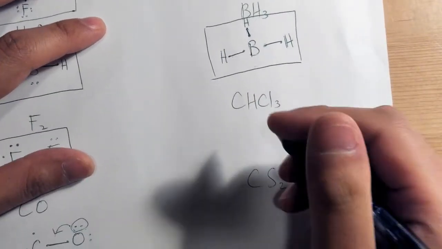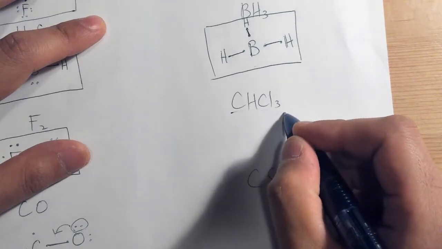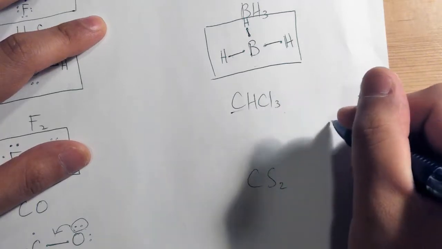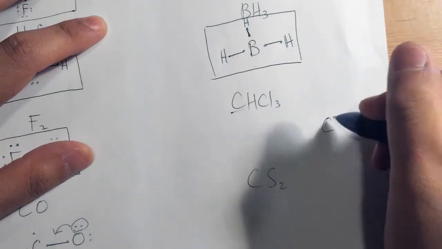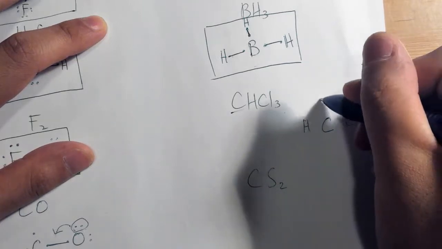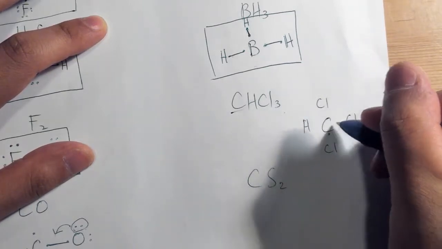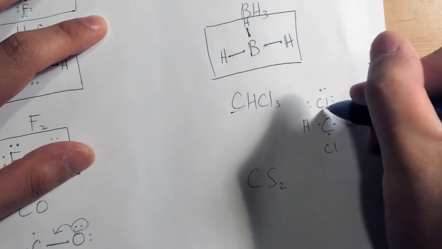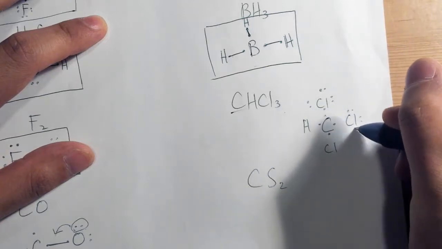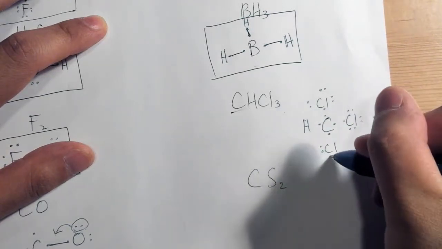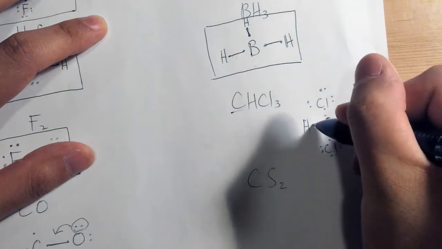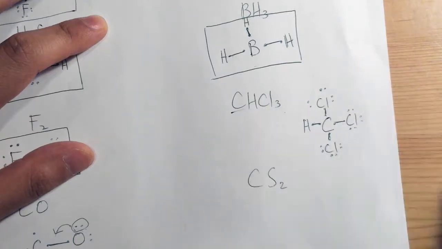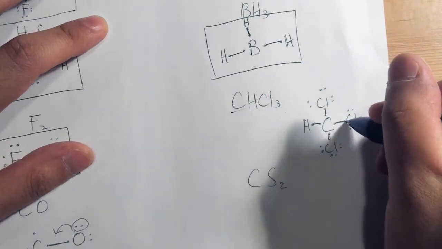So this is an exception, but this is the right way to draw the structure. All right. Next, CHCl3. So C is the central atom because it's on the left side. So I'm going to draw a C here. All right. H and Cl will be surrounding it. And remember to draw the valence electrons. There's 7 in chlorine, 7, and then 1 for hydrogen. So I'm going to connect those lone electrons together. And voila, there are your structures.